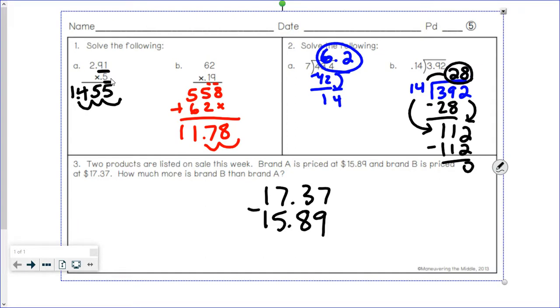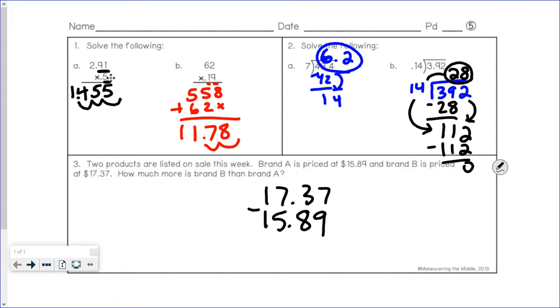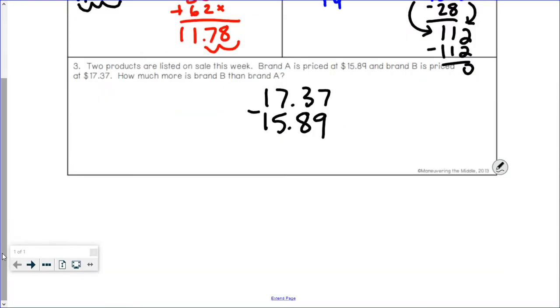So if I set this up as a subtraction problem, 1737 minus 1589. We're going to keep that decimal here in that same spot. It carries down. Okay, 7 minus 9, can't do it. Make that a 2, which turns into 17 minus 9, which is going to give us 8. 2 minus 8, can't do it. Carry this. This turns into 12 minus 8, which is going to be 4. 6 minus 5 is 1. 1 minus 1 is 0. So the difference in price is $1.48.